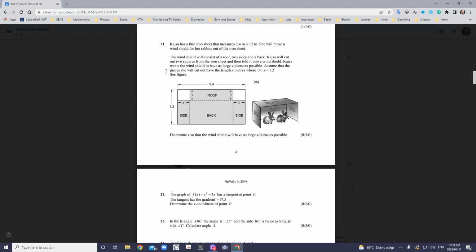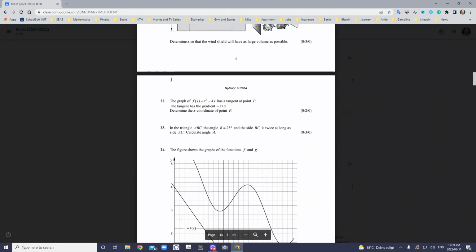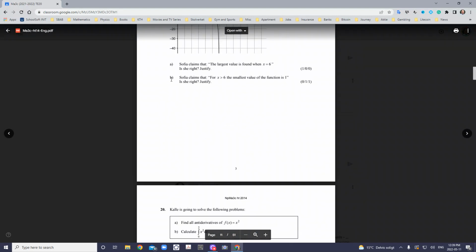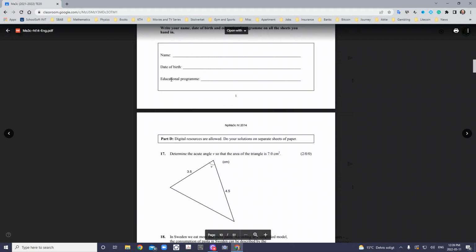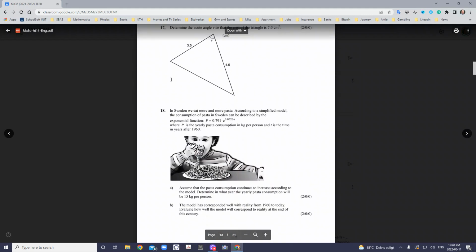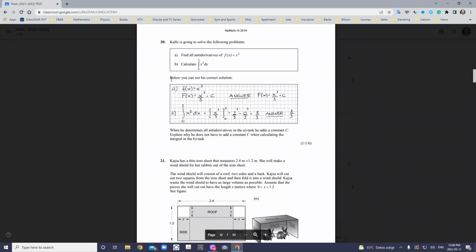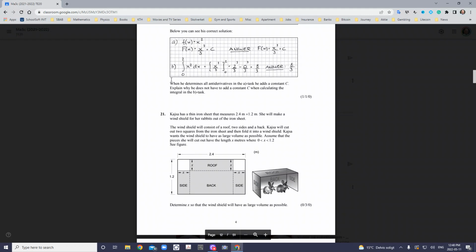So which part of the exam is it? Is it D? I think it's C, without calculator. No, it's D. This should be the D part. Digital resources are allowed. Okay, so that is the question.